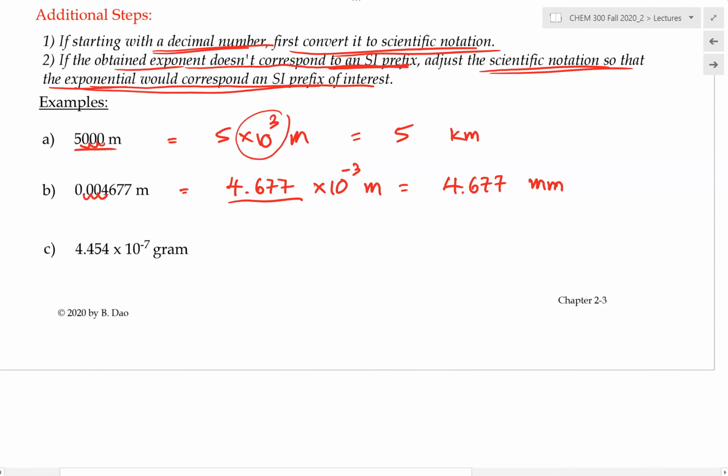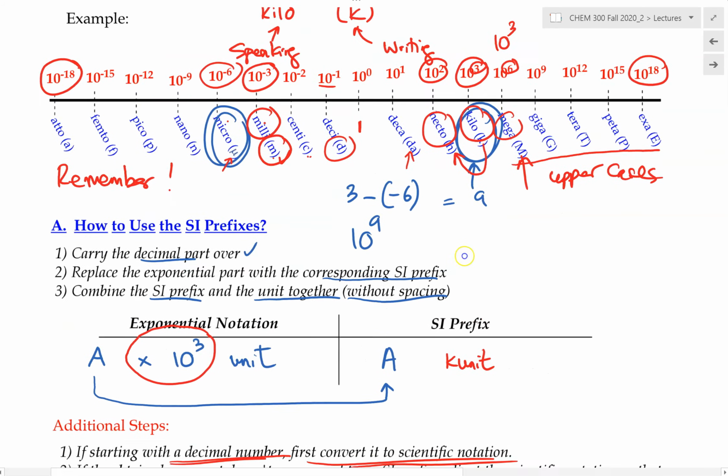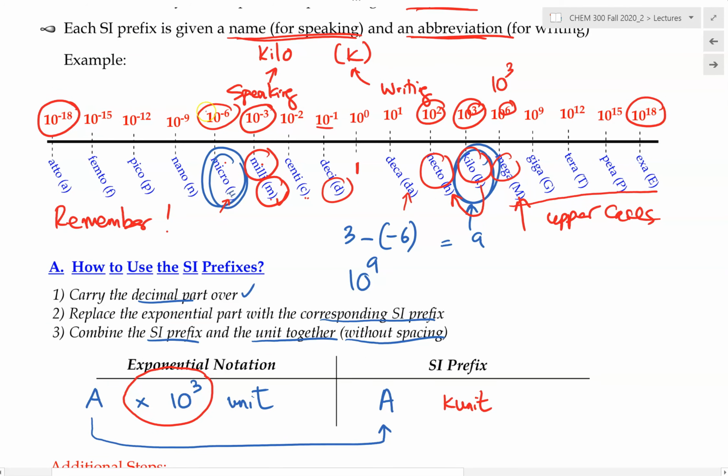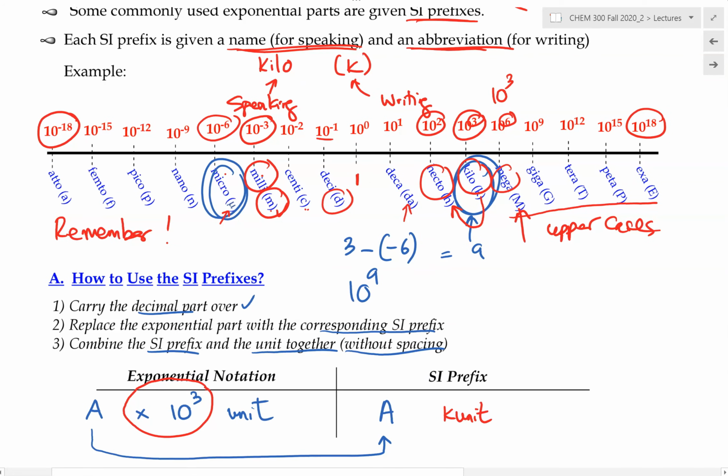And now let's try another example: 4.454 times 10 to the -7 gram. In this case right here, let's use the SI prefix for this. This is the case where the exponent that we have does not correspond to a known SI prefix, because if you go back here, we can see there's no SI prefix for -7. So how do we go about this? The answer: we need to change the -7 into something that is closer to it. In fact, we can convert that into any exponent, so we can use any SI prefix that we want. But ideally, we want something that is closest to it.